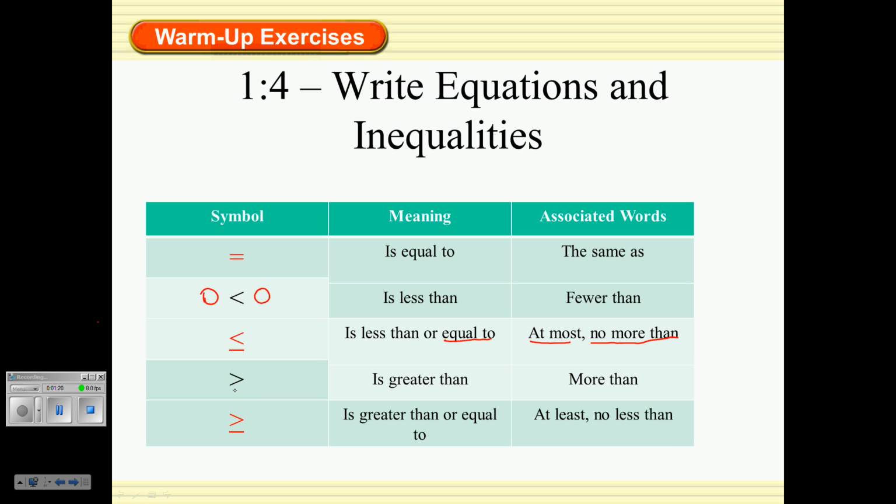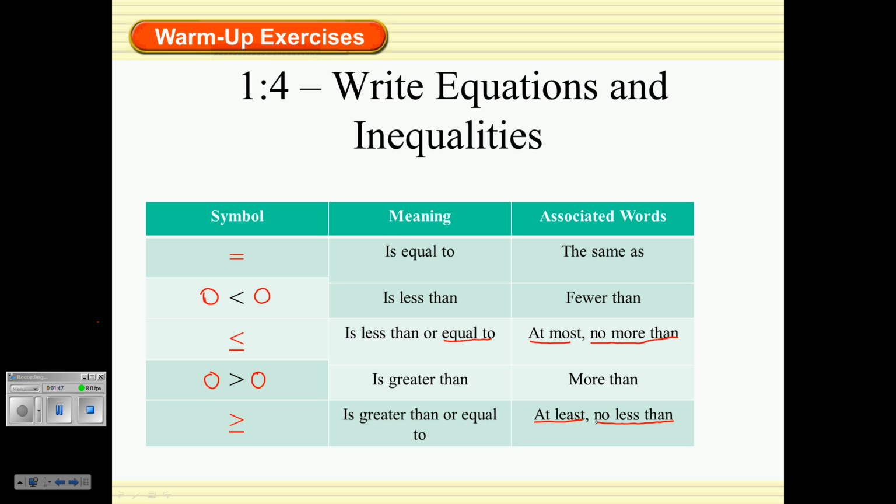Obviously this one would be greater than, and again, because we read from left to right, this side is greater than this side. Okay? The words is greater than, and you also might hear just more than. And this one obviously is greater than or equal to, and besides this phrase right here, you might hear these phrases at least or no less than.